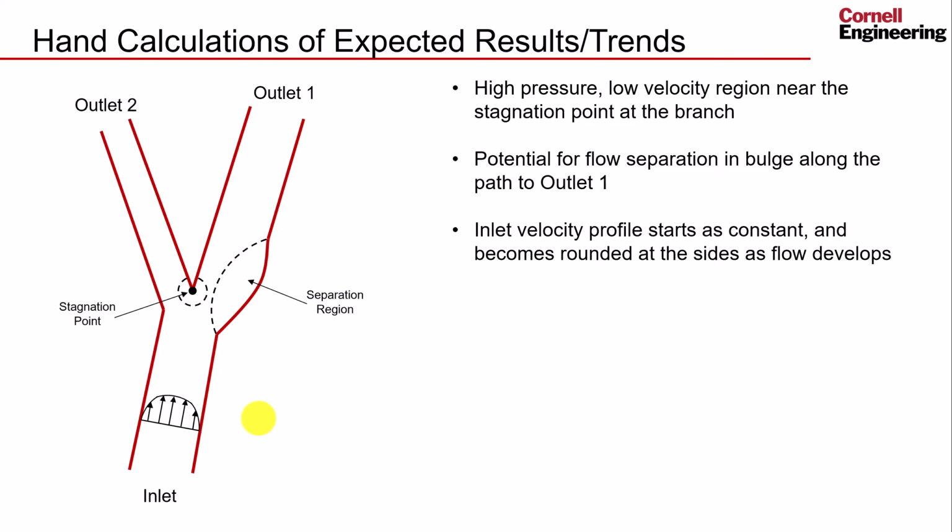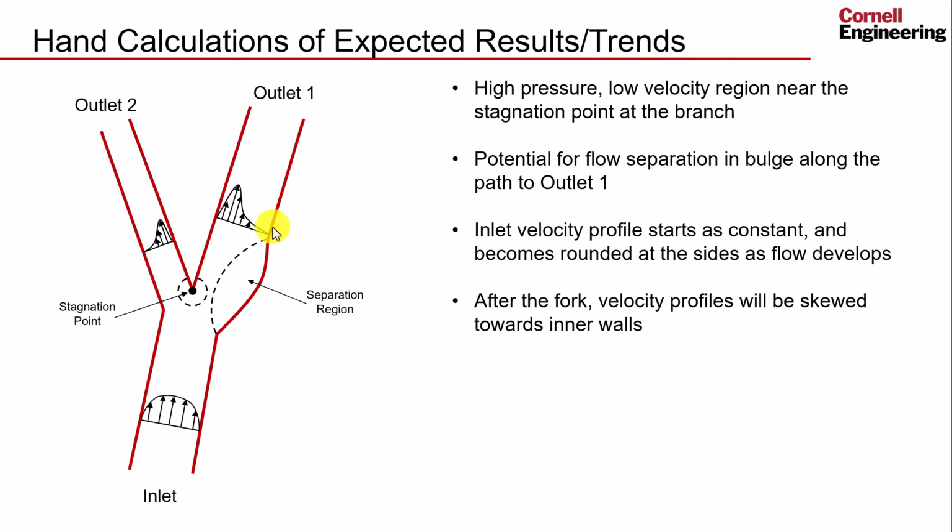If this artery section was long enough, we would expect this to continue until the boundary layers meet in the middle and the flow profile becomes parabolic, as is characteristic of flow in a pipe. As we move into the outlet branches, we can expect the velocity profiles to change and be slightly skewed towards the inner edges. This is because of both the stagnation and separation regions. Estimates of these profiles are shown here.